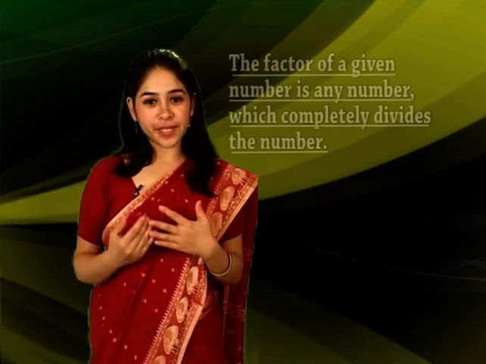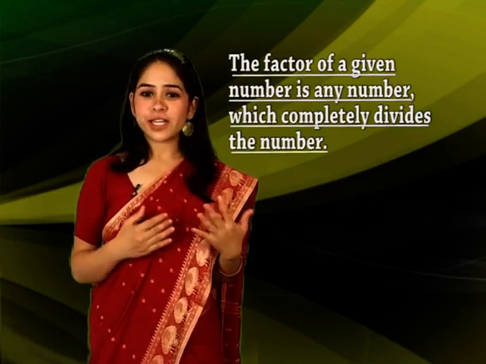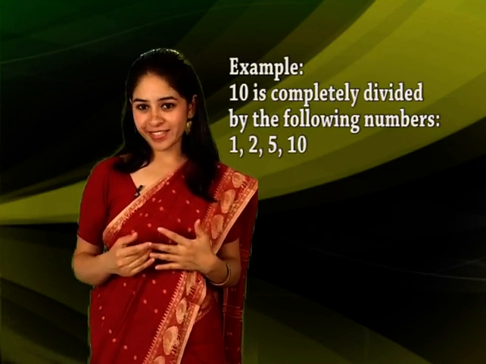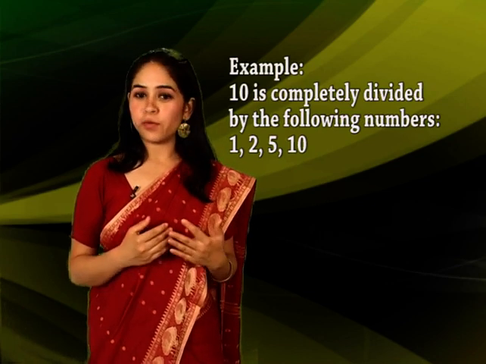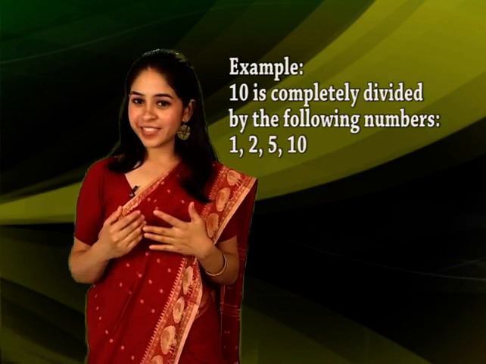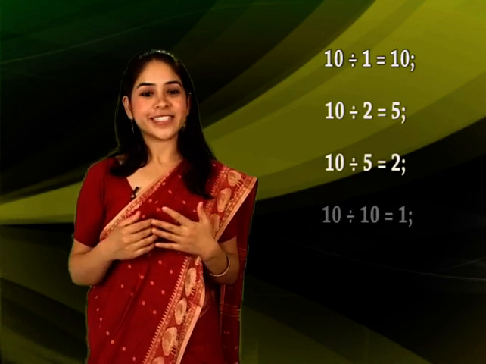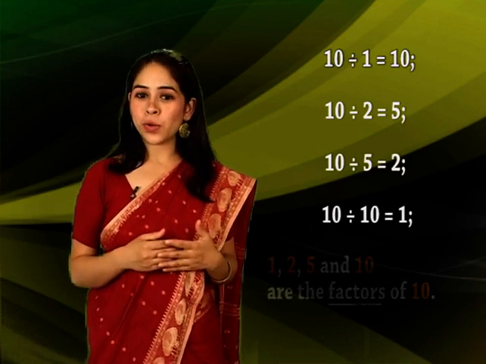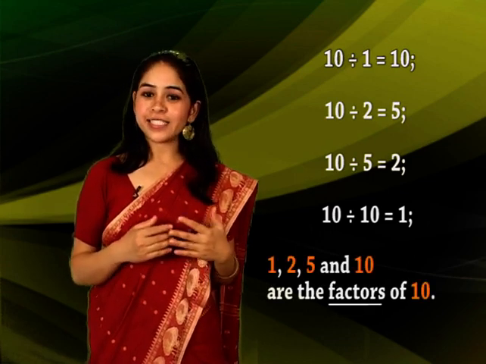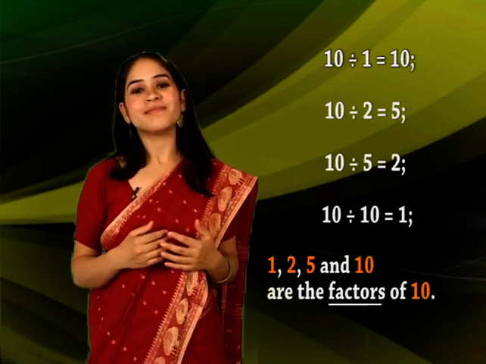The factor of a given number is any number which completely divides the number. For example, 10 is completely divided by the following numbers: 1, 2, 5, 10. 10 divided by 1 is equal to 10. 10 divided by 2 is equal to 5. 10 divided by 5 is equal to 2. 10 divided by 10 is equal to 1. So 1, 2, 5 and 10 are called the factors of 10.